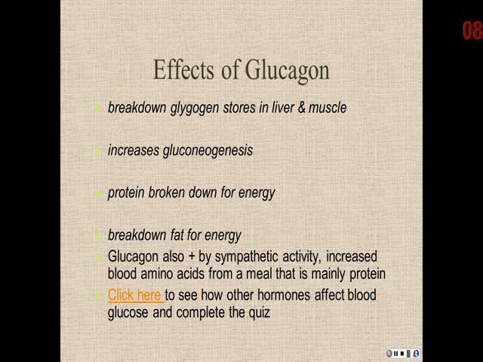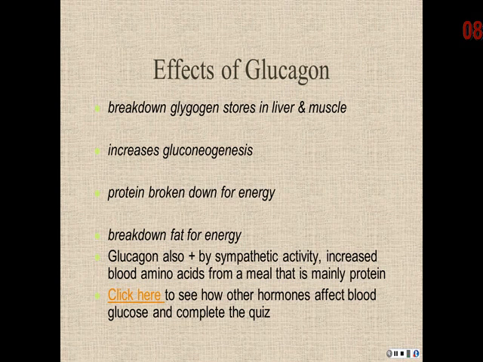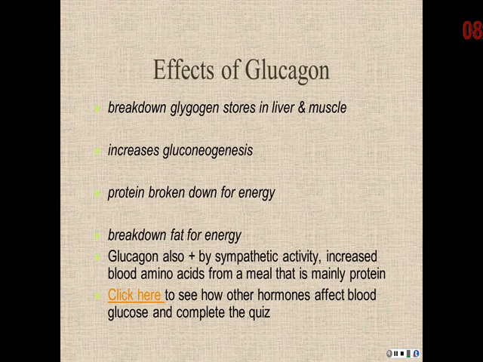The body will break down protein from the muscle and other tissues to make more sugar, as well as tapping into fat stores. Glucagon is also stimulated by sympathetic activity, so it can help increase glucose available in the bloodstream, and having increased blood amino acids following a meal that is mainly protein will also increase the levels.